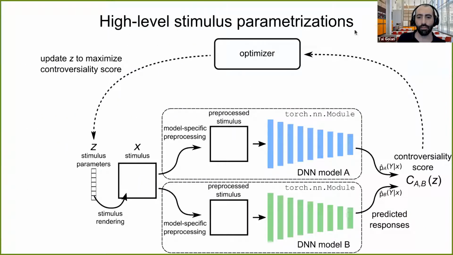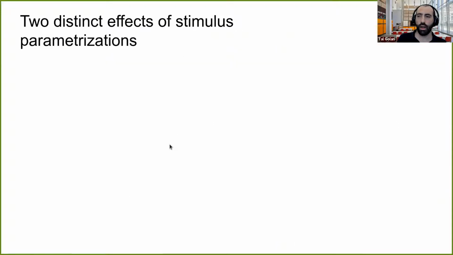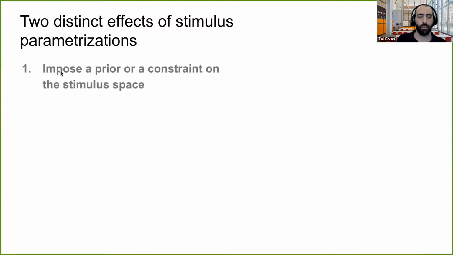So let's begin with high-level stimulus parameterizations. We've previously seen that we can optimize Z instead of X and then transform Z into an image. But this Z doesn't have to be something which is really image-like. It can be some kind of high-level abstract representation, potentially a low dimension, that we can then convert into an image. And if we have that, then we can search in that space of Z, which then spans a smaller manifold or subspace in image space. Doing this has two distinct effects on the search for stimuli. One obvious effect is imposing a prior or a constraint on the stimulus space.